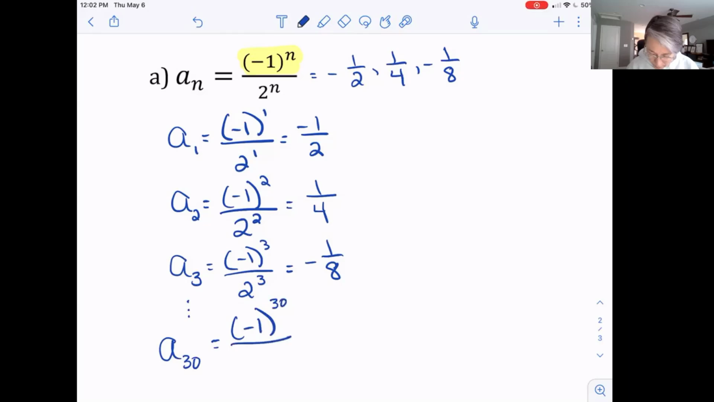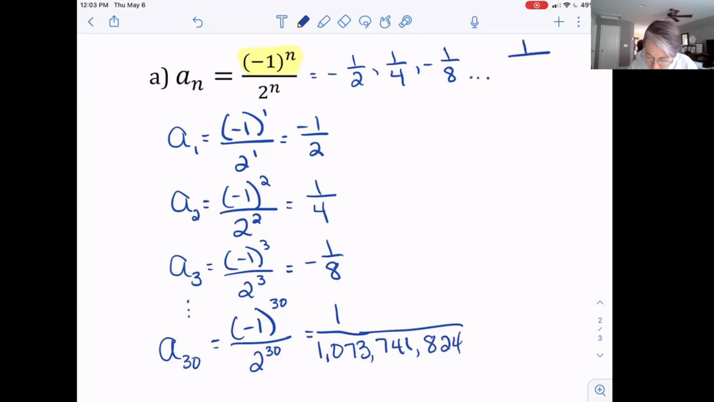(-1)^30 divided by 2^30. Well, again, -1 to an even exponent is going to give us a +1. And 2^30 is pretty large. Normally, I would just have you leave it as 2 to the 30th power. But if you were to multiply it out, I've already written it out here. It is 1,073,741,820. But again, I'm fine if you have an exponent that large to just go ahead and leave it as 2 to the 30th.